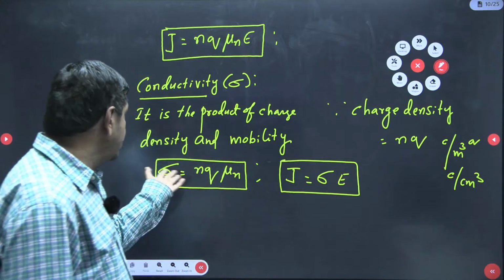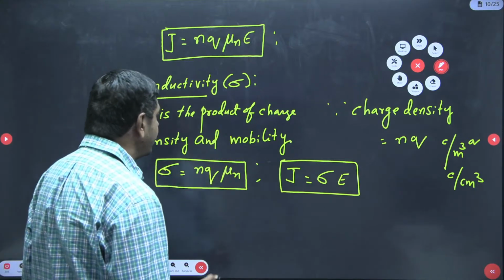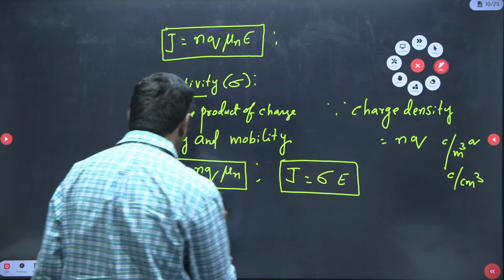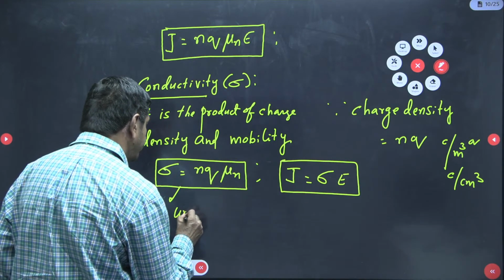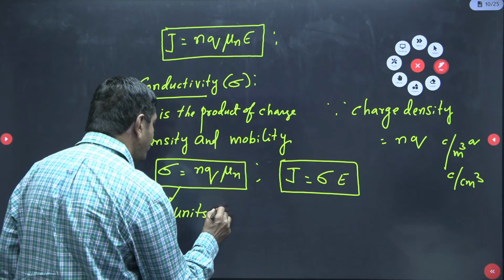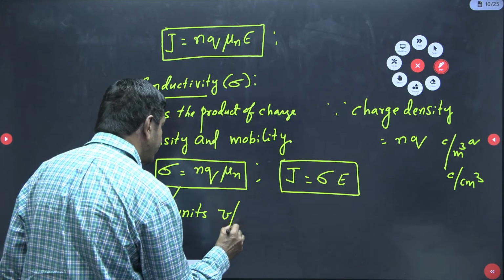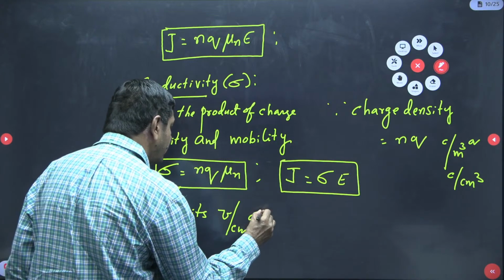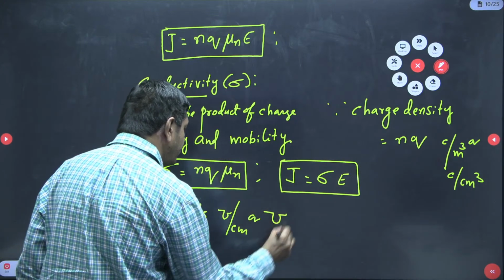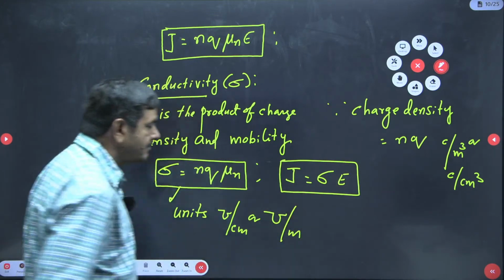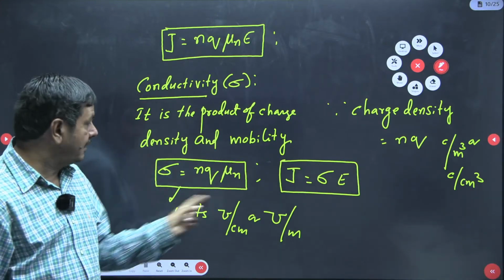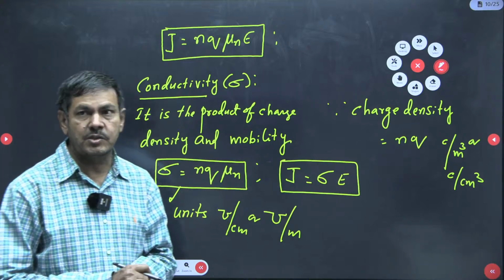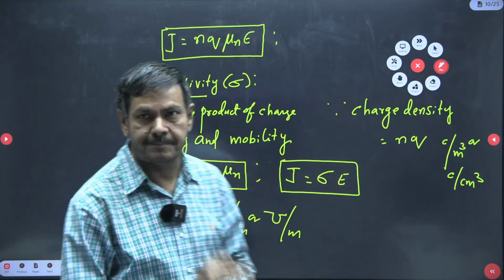But what are the units of the conductivity? Conductivity units, if it is taken, what units can you put? Units are mho per centimeter, or mho per meter is also allowed. Like that we can find the conductivity. So in the problems this formula is useful.